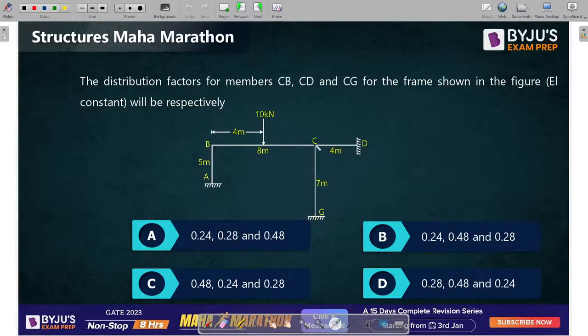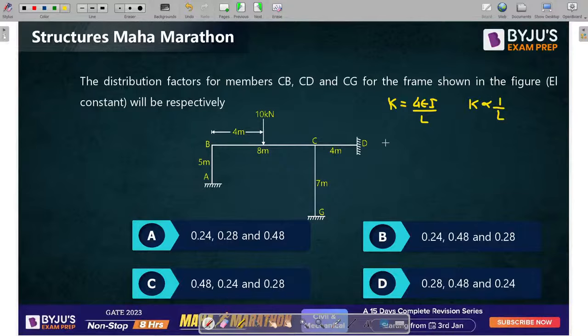So tell me, guys, for this particular member, can I say that far end is fixed? If far end is fixed, then the stiffness is very simple to write. K is equal to 4EI by L. That means 4EI is constant for all the members, whether it's CB, CD and CG. So can I say that, guys, our stiffness value should be inversely proportional to length.